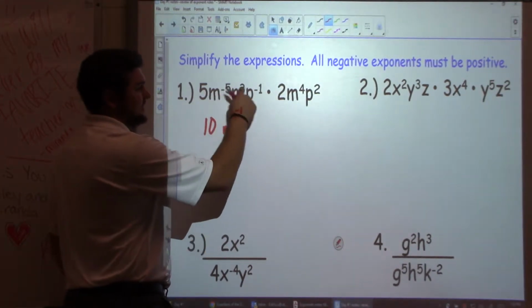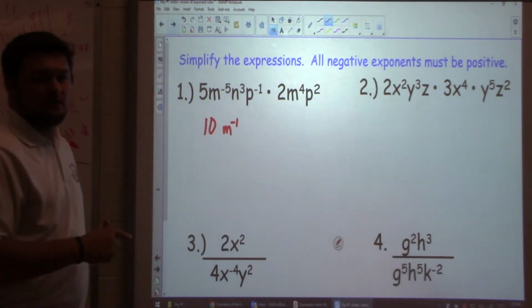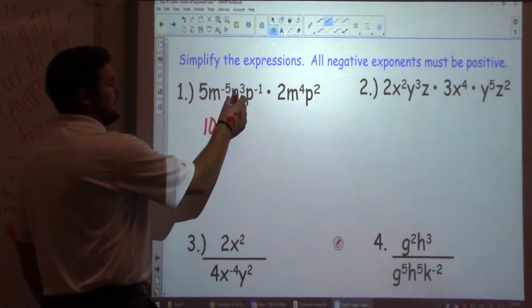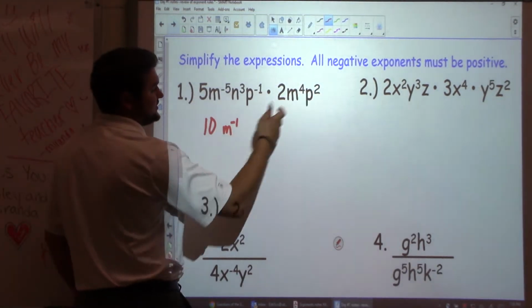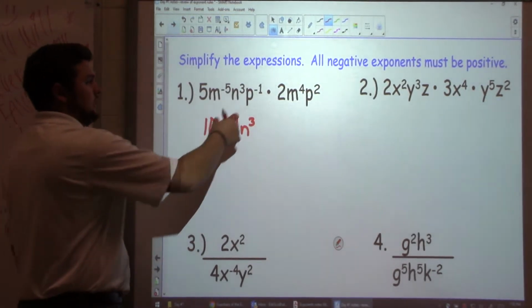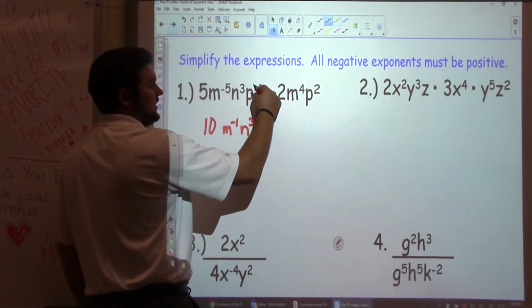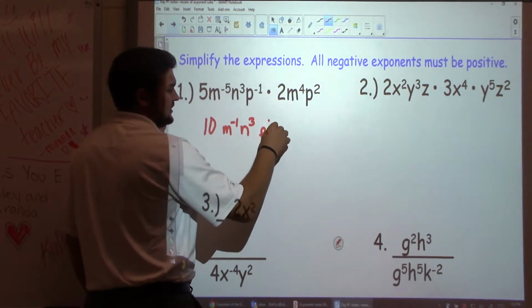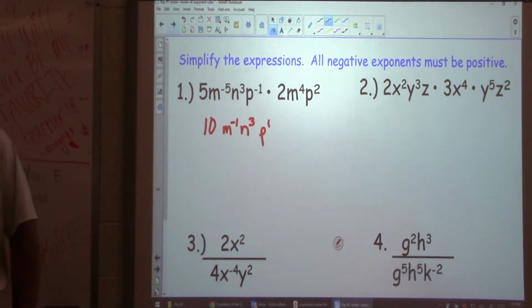We're adding exponents: negative 5 plus 4. Then I'm going to do my base of n cubed times, there's nothing over here, so it just stays n cubed. Then p to the negative 1 times p squared. Negative 1 plus 2 gives me p to the first. Circle it, call it a day? No. We have a negative exponent.